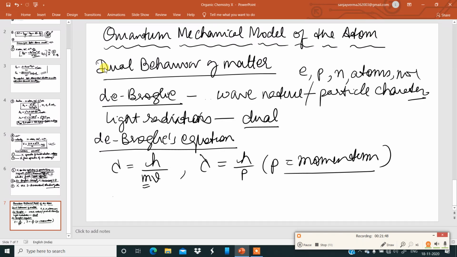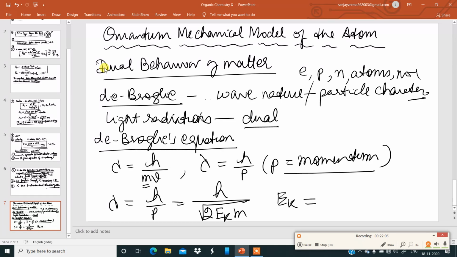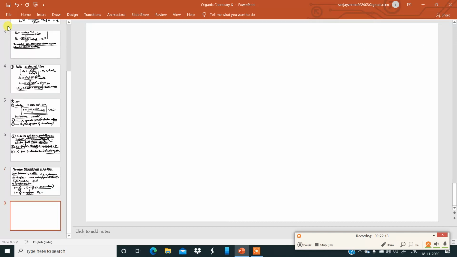You can also modify this equation. Lambda is equal to h by p, which is equal to h by root under 2 E_k m. Here E_k stands for the kinetic energy of the particles, the kinetic energy of the electrons it can be. So, depending upon this, we can modify the equation like this.